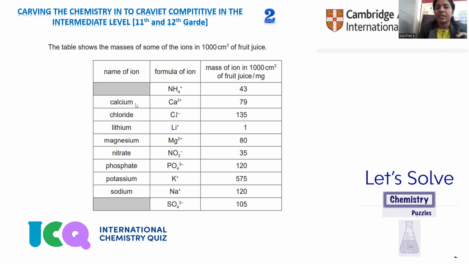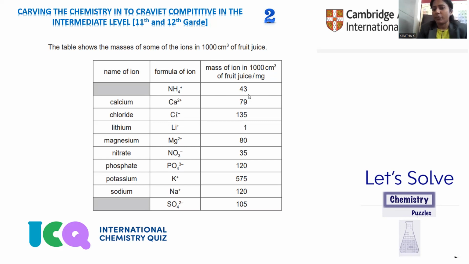What ions? Ammonium ion is there. Calcium ion is there. Chloride is there. Lithium is there. Magnesium, nitrate, phosphate, potassium, sodium, and sulfate. These ions are identified in the given fruit juice, and not only identified but also quantified. Their masses also got calculated, right? So the measured masses in this 1000 cubic centimeters are provided.